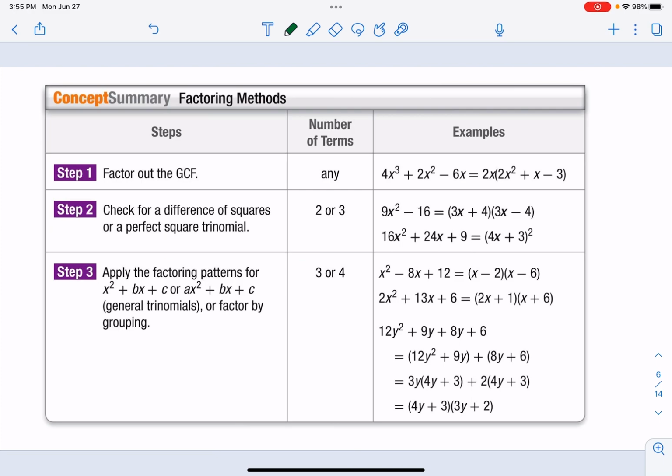Okay, so steps to factoring. First, factor out any GCF that you have. That's your first step. Then what you do is you check for a difference of squares or a perfect square trinomial. That's the next thing you check. And then if it's a trinomial, you use your factors or your 5-step method. Our book does a different method when they're factoring ax squared plus bx plus c. It's basically a version of the 5-step method. I prefer the 5-step method. I think that it works better.